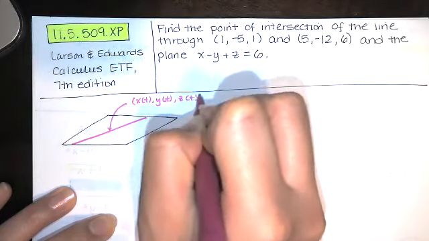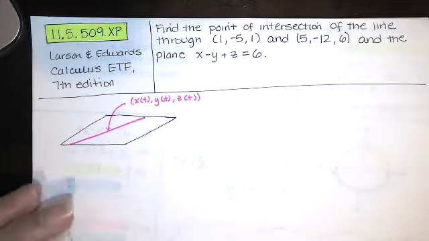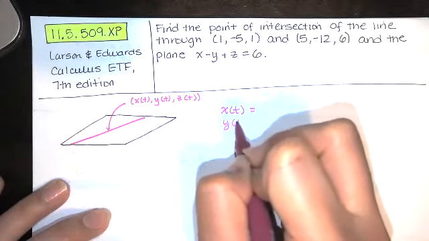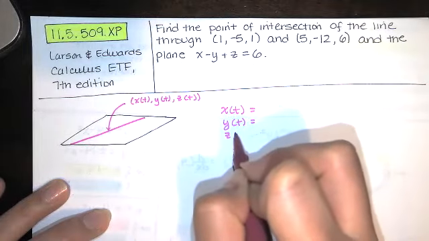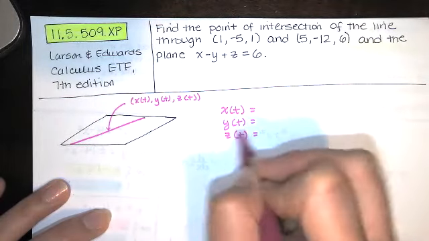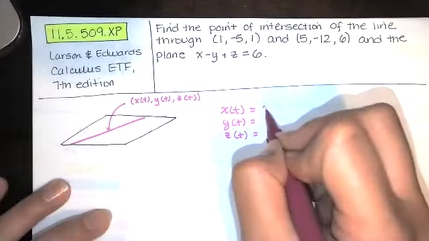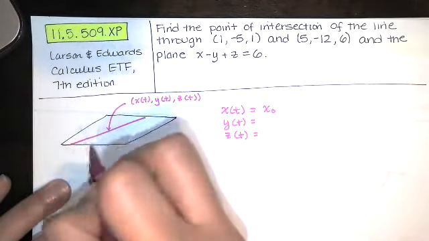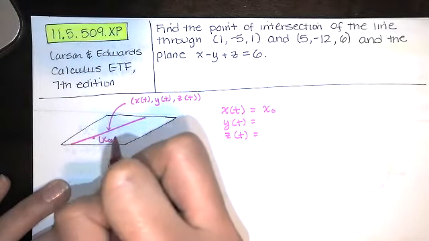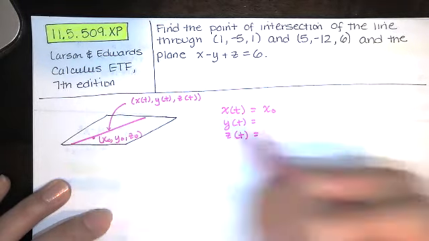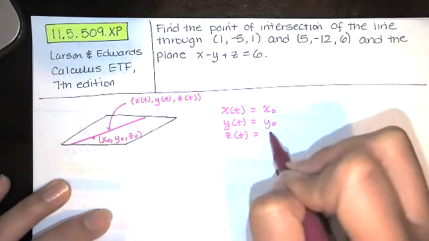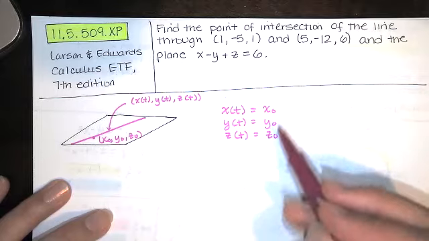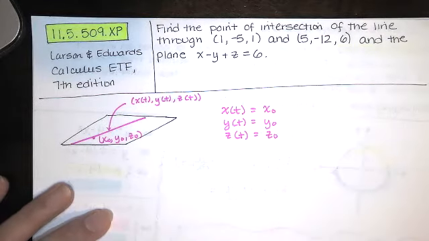If that's true, every point on this line would be represented by x of t, y of t, and z of t, where x of t, y of t, and z of t are given by the parametric equations of that line. So we'll have x of t equals something, y of t equals something, and z of t equals something. And generally we say, if this line passes through the point x naught, y naught, z naught, when t equals 0, x, y, and z are all equal to x naught, y naught, and z naught respectively.